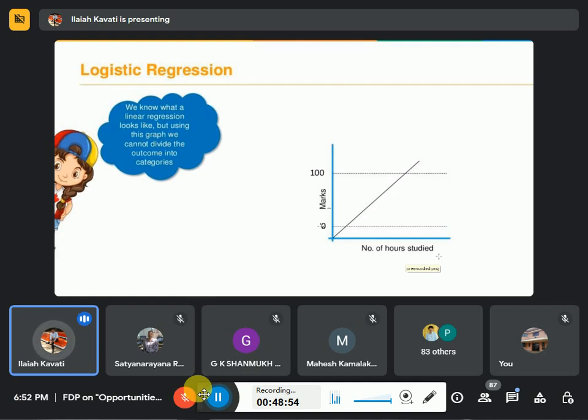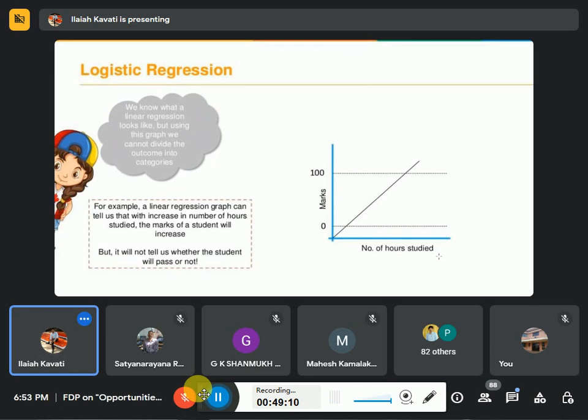This is similar, but with linear regression we are predicting the marks, but we cannot predict whether he will pass or not, whether I'll get promotion or not. So in this situation, we'll use the logistic regression function. For example, a linear regression graph can tell us that with an increase in the number of hours studied, the marks of a student will increase, but it will not tell us whether the student will pass or not. So in this situation, we'll use logistic regression.